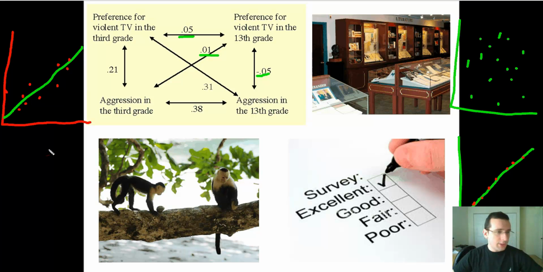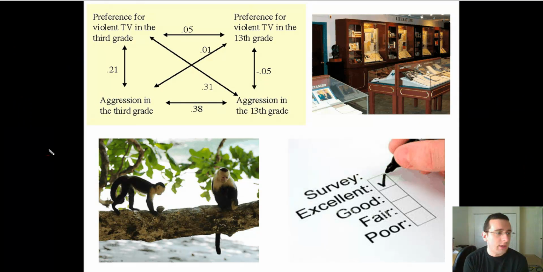For example, if you look here at the violence correlations that we're seeing, preference for violent TV in the 3rd grade was correlated with aggression in the 3rd grade by 0.21. And aggression in the third grade was correlated with aggression in the 13th grade by an even higher correlation. What that means is that there's a stronger correlation between the aggression staying the same across the years than there is between TV and the 3rd grade aggression. Also notice that by the time you are in the 13th grade, watching violent TV doesn't really correlate with aggression. In fact, it's the opposite.